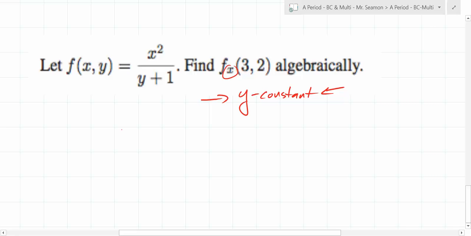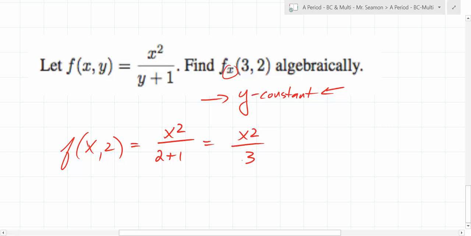We're going to do the partial of the function, but we're holding y steady. What is the y value? The y value is 2. So what is f(x, 2)? What's that equal to? x squared over 2 plus 1, so that's just x squared over 3.